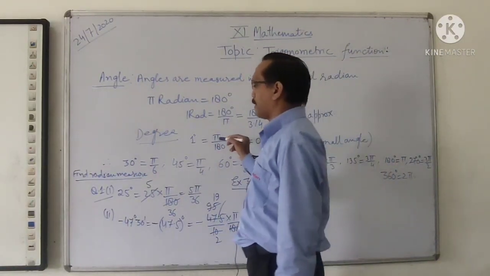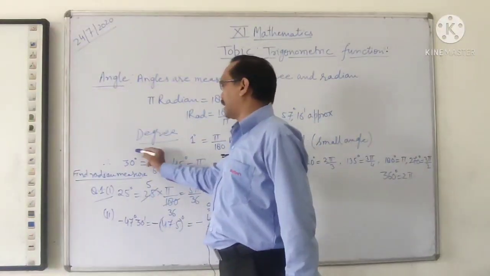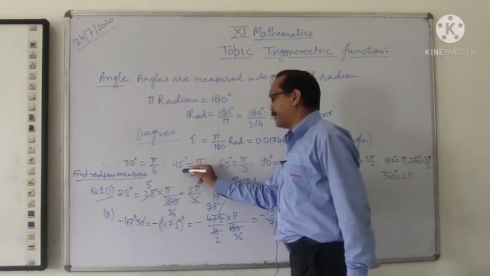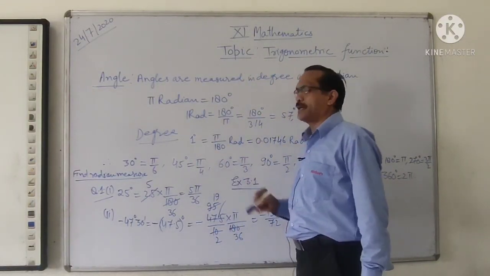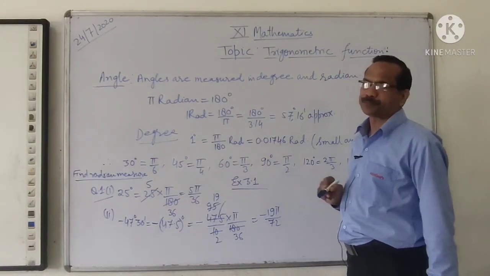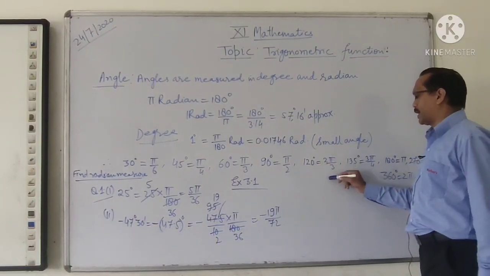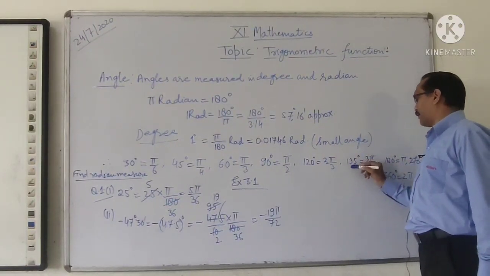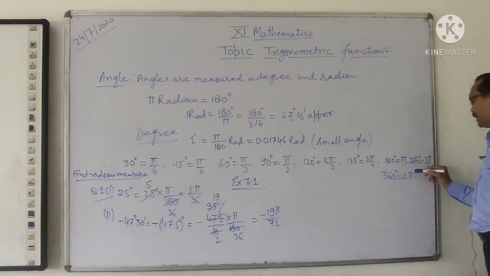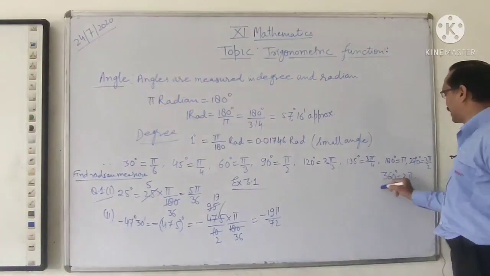On the basis of this, we can write degree and radian. 30 degree equals pi by 6 radian. 45 degree equals pi by 4 radian. 60 degree is pi upon 3. And 90 degree is pi by 2. 120 degree is 2 pi by 3. 135 degree is 3 pi by 4. 180 degree is pi. 270 degree is 3 pi by 2. And 360 degree equals 2 pi.